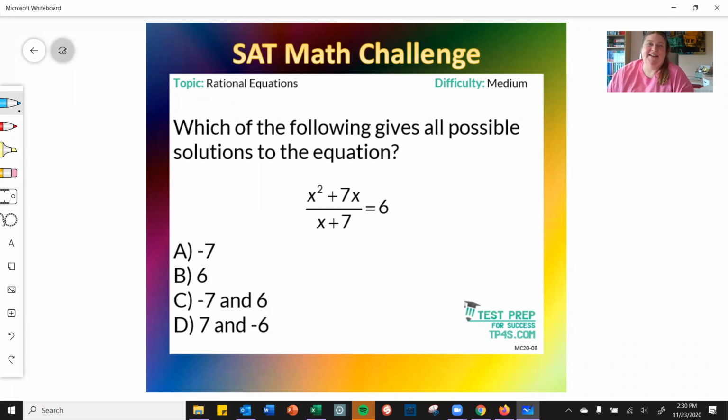Hi, this is Heather Krey, and today's SAT Math Challenge is an algebra question, and I'm here to help you figure out exactly how to do it. This particular challenge, there is a way to solve it directly, but I think the best choice is to use a strategy called backtracking.